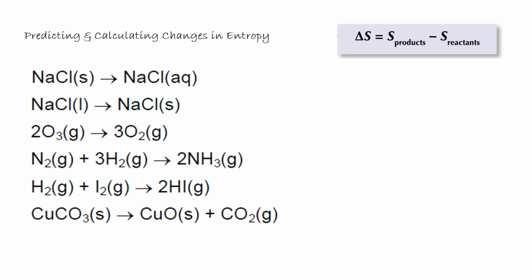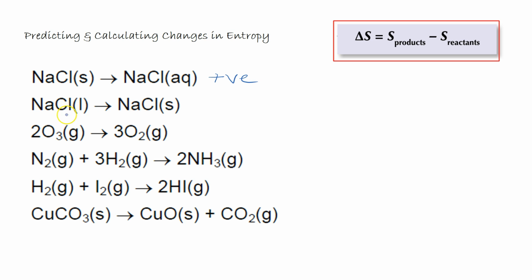The entropy change we define as the entropy of the products take away the entropy of the reactants. So we can have a look then at some examples of entropy changes and see if we can predict what the entropy change would be. So this first one then, we've got sodium chloride solid and sodium chloride aqueous. Because we've got an aqueous solution from solid sodium chloride, we expect the sodium chloride aqueous to have a greater entropy value, and therefore the products would be greater than the reactants, and so this would be a positive entropy change.